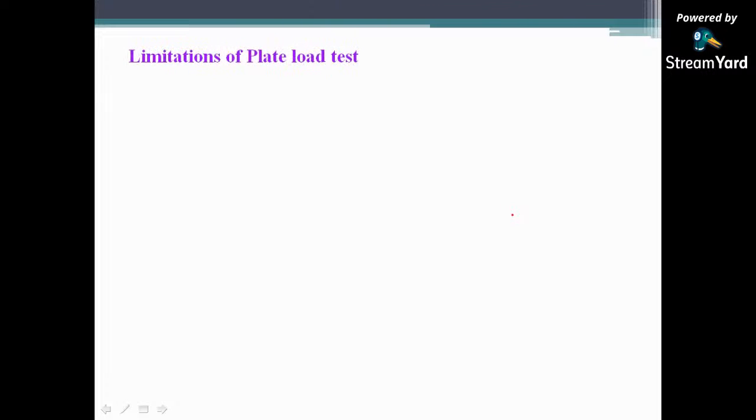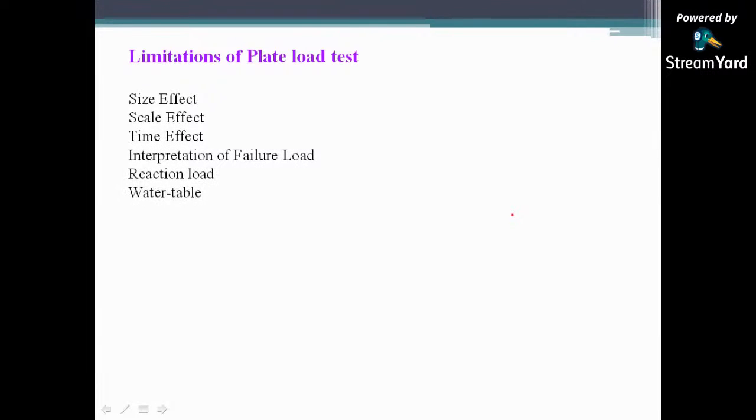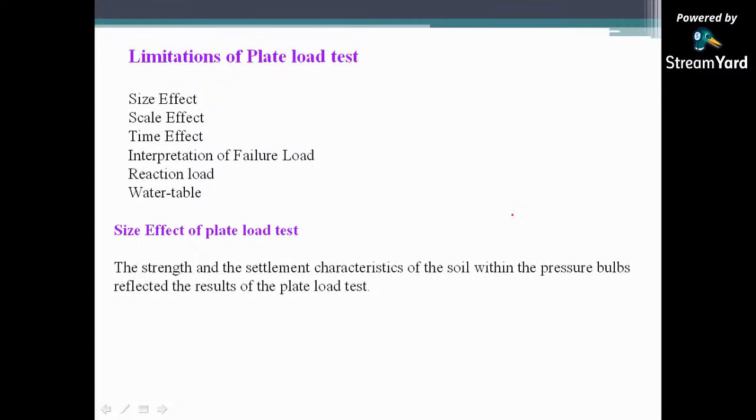Now here, what are the limitations of the plate load test? One is the size effect, second the scale effect, time effect, interpretation of failure load, reaction load, water table. Size effect of a plate load test.